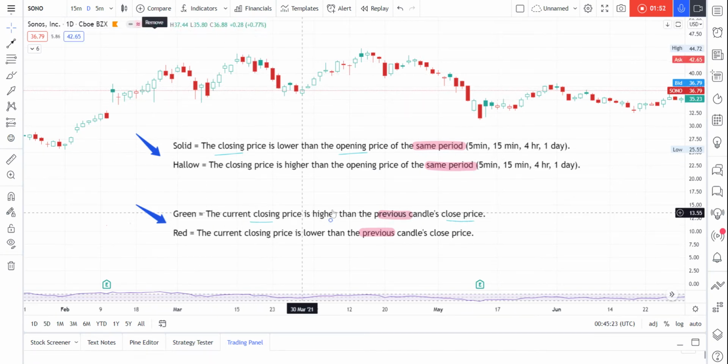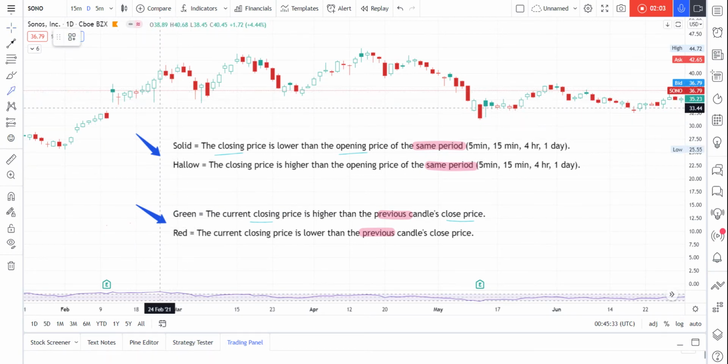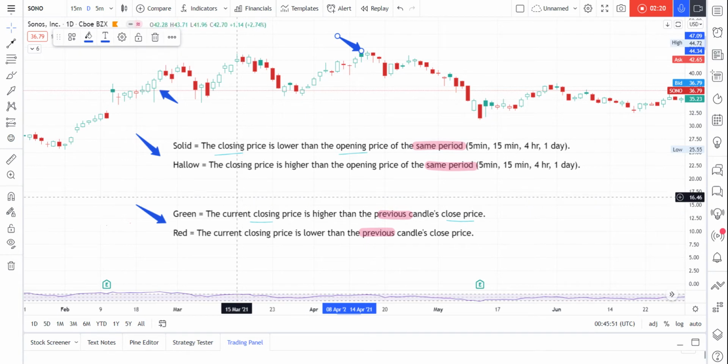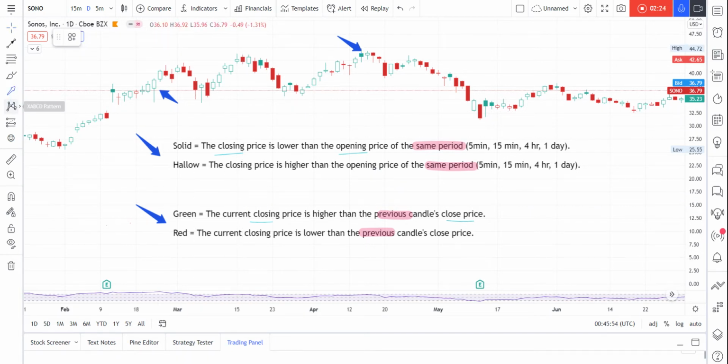Colors. It says the current closing price is higher if it's green, higher than the previous candle's closing price. So if you have a green one, this is green, this is green. Whether it's hollow or solid is not important at this point, only the color. As long as it's green, the current closing price is higher than the previous. So the closing price of today is higher than the closing price of yesterday. Here too, the closing price of today is higher than the closing price of yesterday.